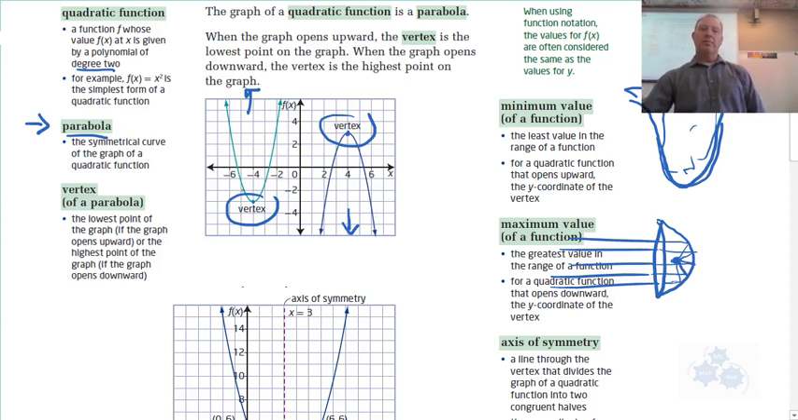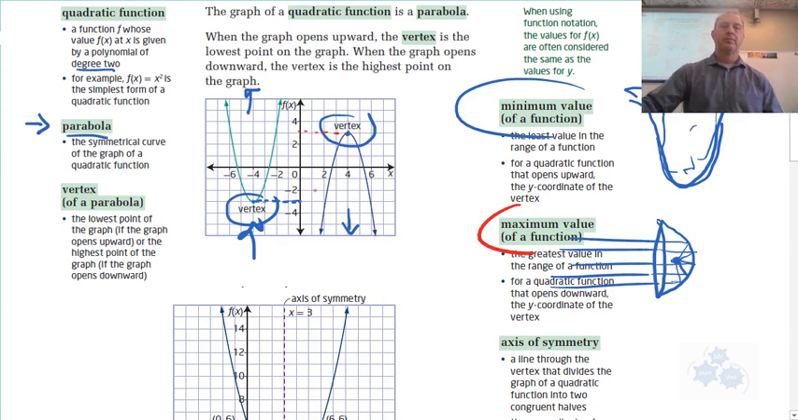So some parabolas, or some quadratic functions, have a minimum value, like this one over here, and that would be the y value associated with the vertex, the lowest point. And some have a maximum value, and that would be the y value associated with the vertex of a parabola that opens downward.